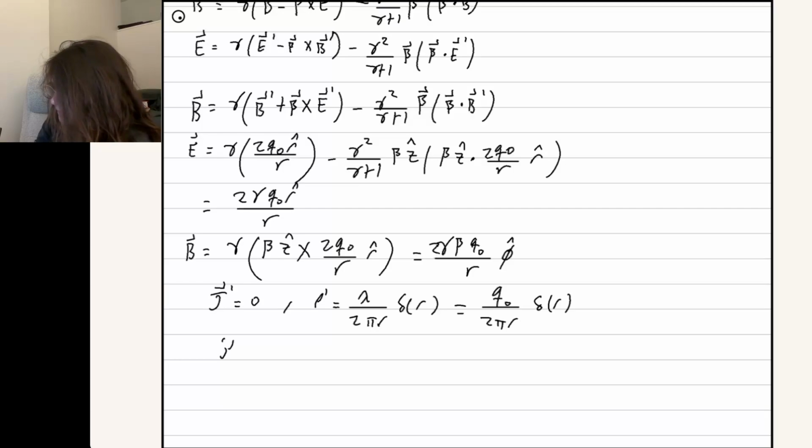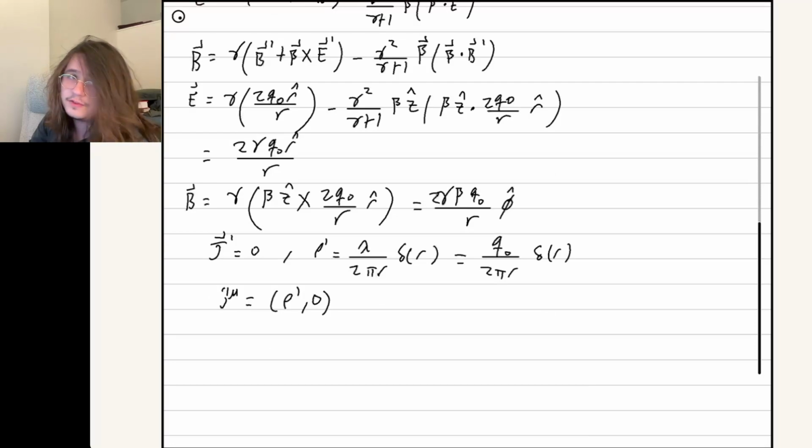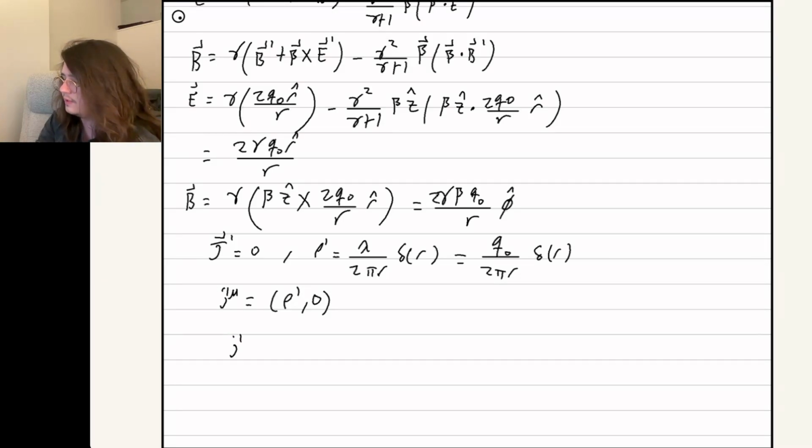Now, the current density is a 4 vector. Specifically, it has the terms which correspond to rho prime, the charge density, as the first index, and then the other indices are just the indices of the 3 vector current density, but all these are 0, so in the prime frame anyway. And since it's a 4 vector, we can Lorentz transform it like a 4 vector. So it will look like this.